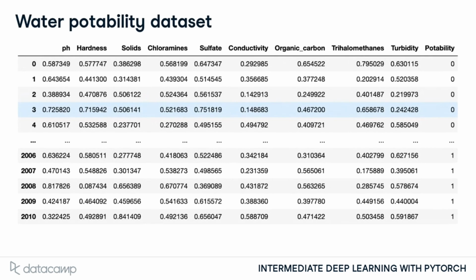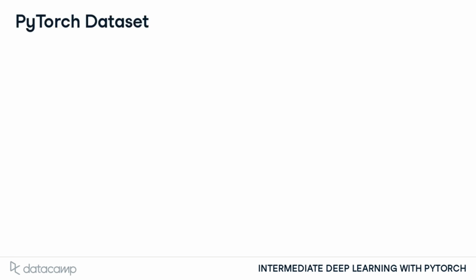In this chapter, we will be working with the water potability dataset. The task is to classify a water sample as potable or drinkable, 1 or 0, based on its chemical characteristics. All features have been normalized to be between 0 and 1. To train a model, we need to build a PyTorch dataset, set up a data loader, and define the model.